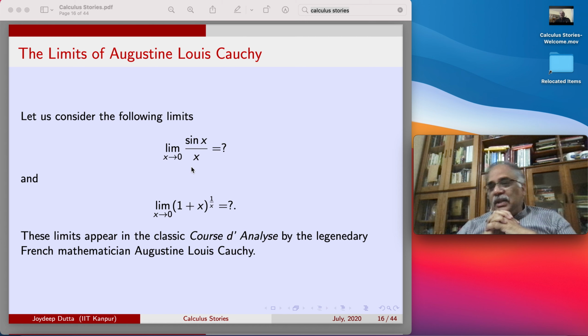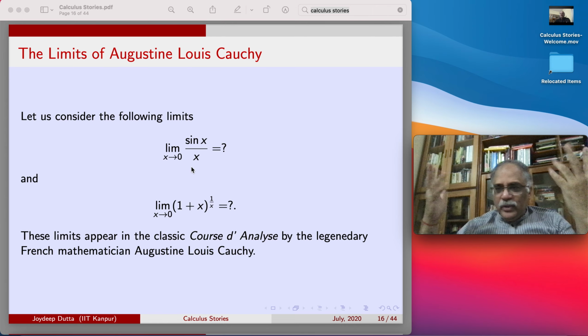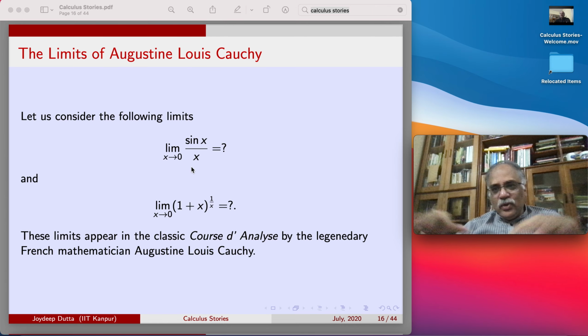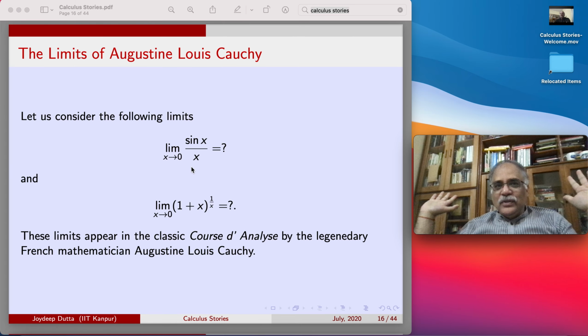So he wrote a book called Cours d'Analyse. It's a French book, where he started this epsilon delta explanation. So these are the epsilon delta games of Augustin Louis Cauchy. Cauchy has a huge contribution in mathematics. If you go to complex analysis, it will be filled with Cauchy. If you go to real analysis, largely you will be filled with Cauchy. So it's the Cauchy game.